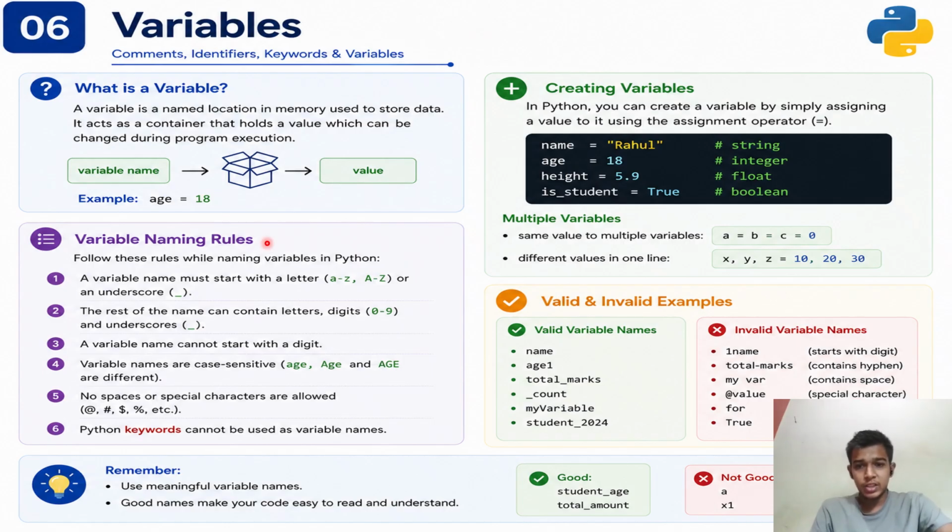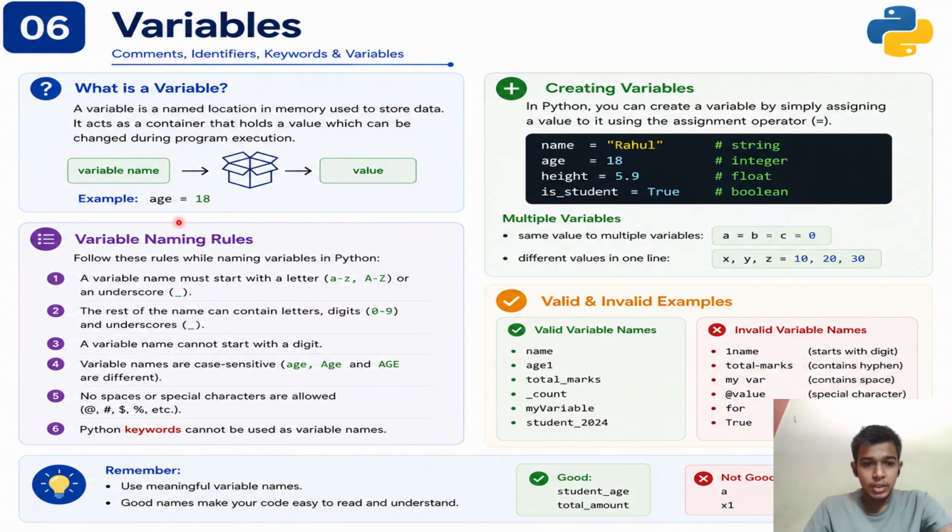Now, our next topic is variables in Python. What is a variable? A variable is a named location in memory that is used to store data. In simple words, a variable is like a container or a box that stores information. We can change the value stored inside the box whenever required during the execution of the program. For example, age is equal to 18. Here, age is the variable name and 18 is the value we stored inside it. The value can be changed anytime you want.